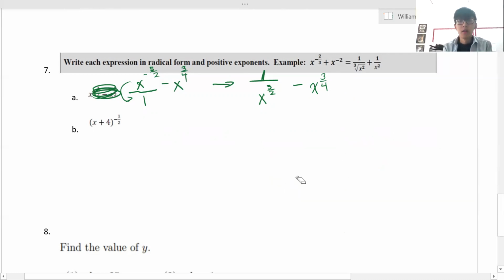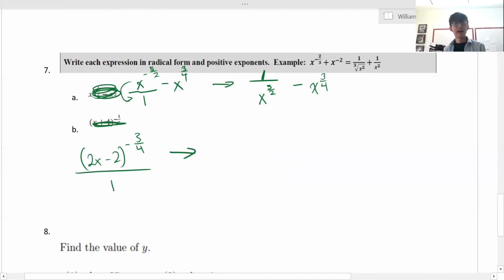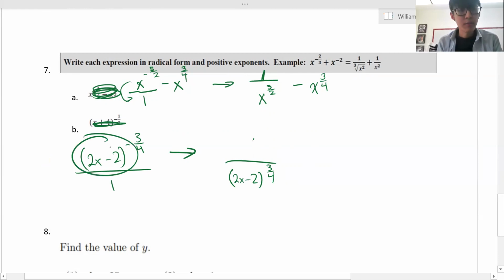Okay, let's do the last couple problems. x plus 4 to the negative 1/2. Let's change this to 2x minus 2 to the negative 3/4. So let's first turn it positive, right? So I can rewrite it like that. I'm going to flip this whole thing over, and now I have 2x minus 2 to the positive 3/4 rather than negative 3/4. Now, maybe some of you might be asking, how come in this one the whole thing, 2x minus 2, was flipped over?